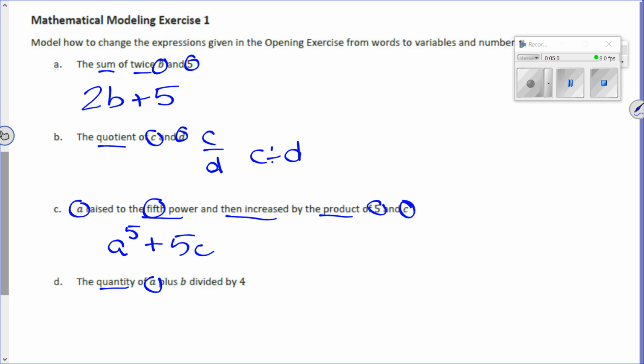The quantity of A plus B divided by 4. Quantity of A plus B puts those two together. If you wanted to use the division symbol, then you must have the parentheses. Everybody good on that page? No.